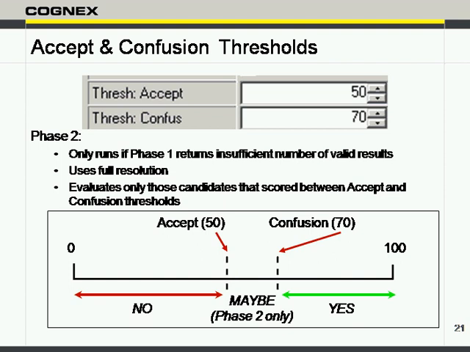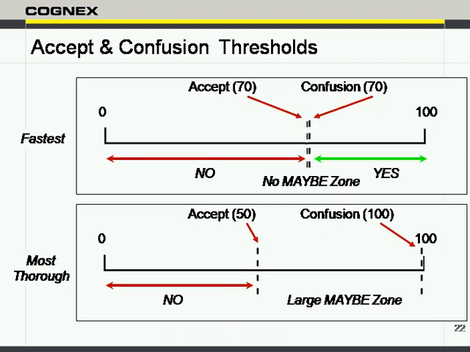Then if it scores above 50, even at full resolution, it will say yes, that is the object that we learned, and use that as my pattern, the crosshairs from that tool itself. So that is the difference between threshold acceptance and threshold confusion, and here are some of the moderations for it.